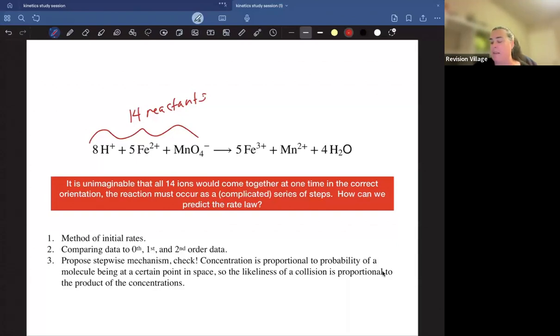And so the 3 ways that we usually deduce the rate law are using the method of initial rates, which is mathematical, by comparing data to some common graph shapes, which is graphical, and then by a guess and check, where we guess a mechanism and compare it to experiment.